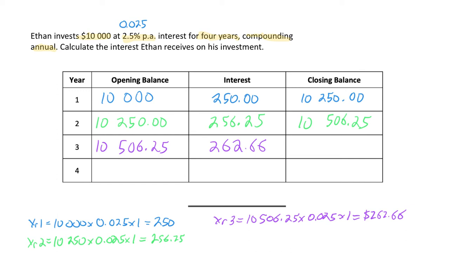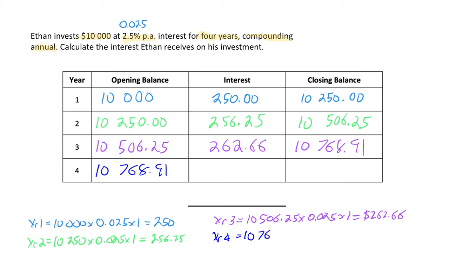So adding my third year's interest and principal together, the closing balance at the end of the year is going to be $10,768.91. So doing the same calculation for my fourth year, my final year of Ethan's investment. So my opening balance is going to be $10,768.91. So I can include that opening balance in my interest calculation.